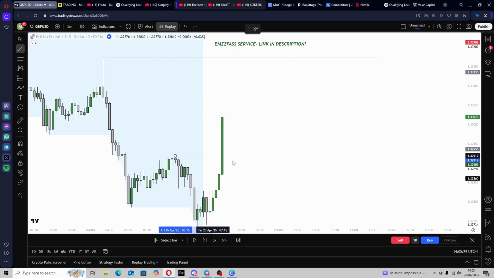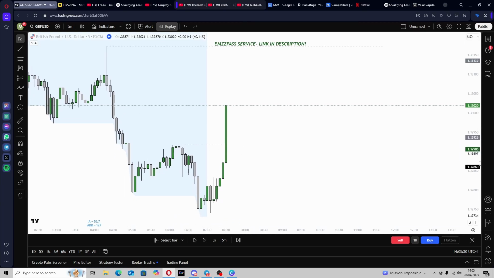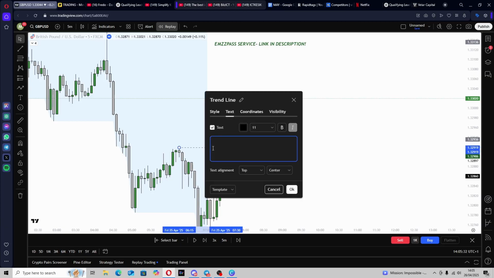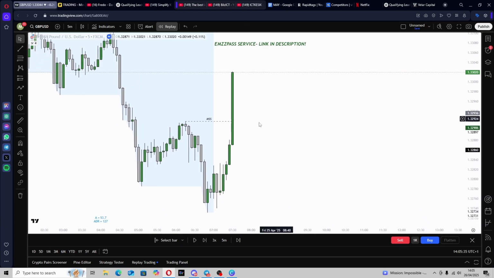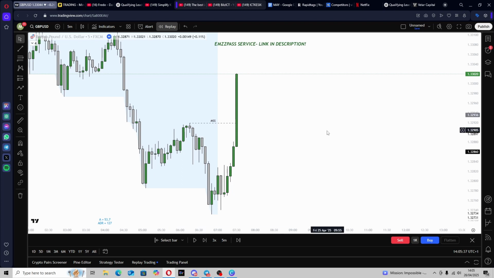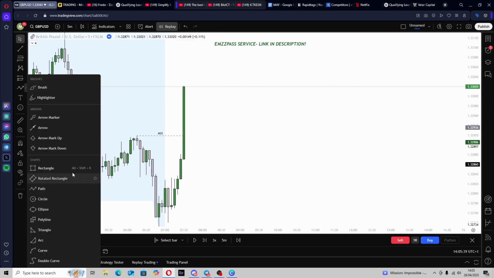But anyway, this is going to be the highest point right here where we're going to be marking it out, and this is going to be our market structure shift. And let me tell you why this is the market structure shift, because the candle before and the candle after did not go above it. So let me just explain that really quickly.